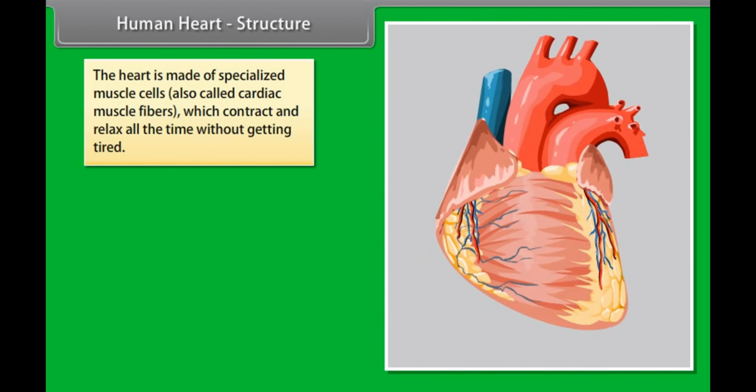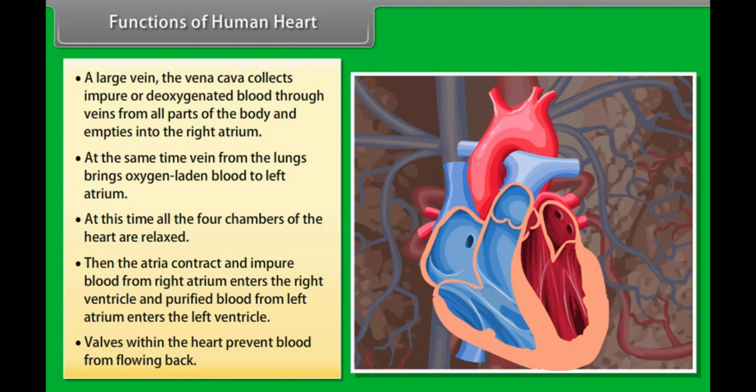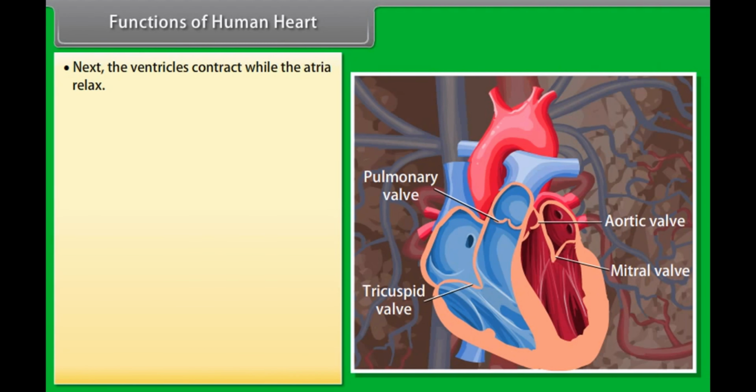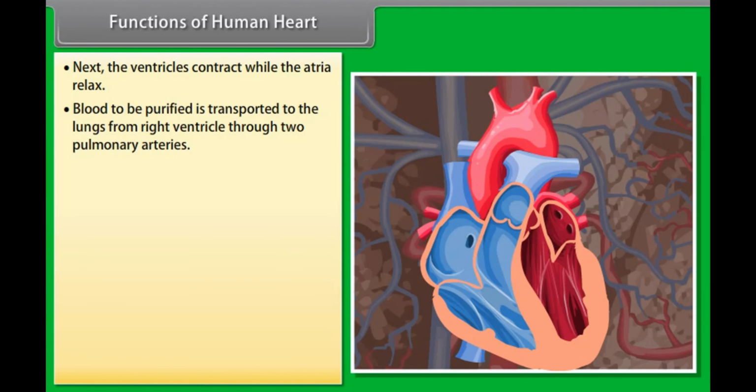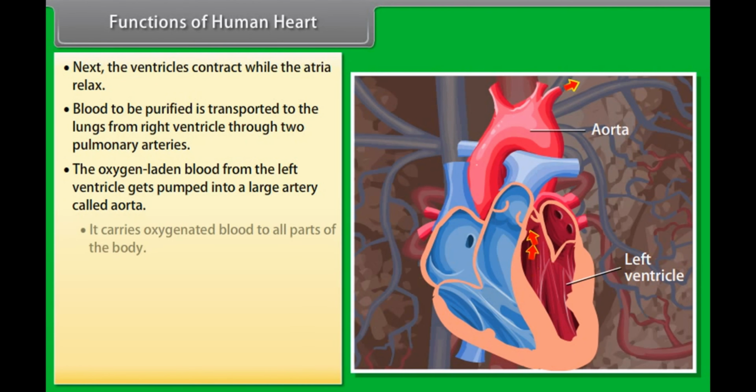Then the atria contract, and impure blood from right atrium enters the right ventricle, and purified blood from left atrium enters the left ventricle. Valves within the heart prevent blood from flowing back. Next, the ventricles contract while the atria relax. Blood to be purified is transported to the lungs from right ventricle through 2 pulmonary arteries. The oxygen-laden blood from the left ventricle gets pumped into a large artery called aorta. It carries oxygenated blood to all parts of the body.